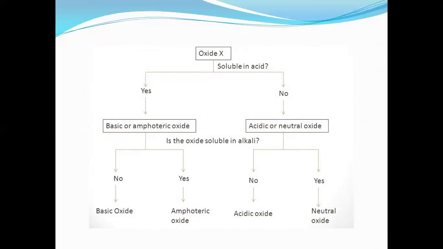Basic and amphoteric oxides are soluble in acid, but acidic or neutral oxides are not soluble in acid. Basic oxides are not soluble in alkali, but amphoteric oxides are soluble in alkali. Acidic oxides are soluble in alkali, but neutral oxides are not soluble in alkali.